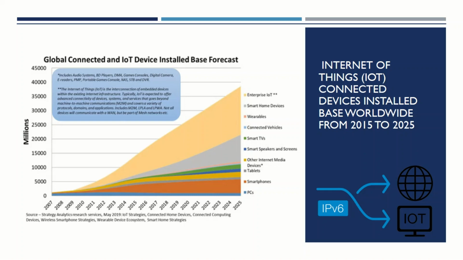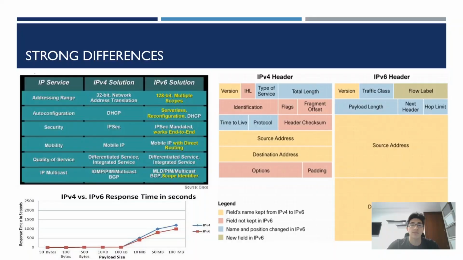That makes sense when we talk about the address space of IPv6 that provides about 5 times 10 to the 28 addresses for each person on the planet, which is the main advantage of IPv6 over IPv4.